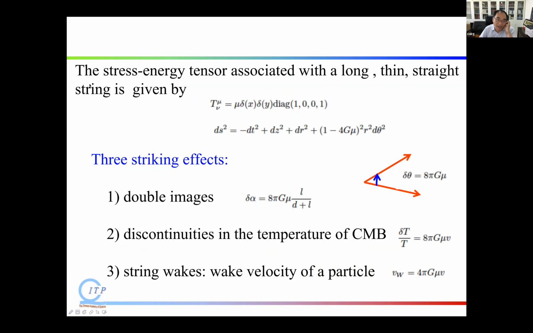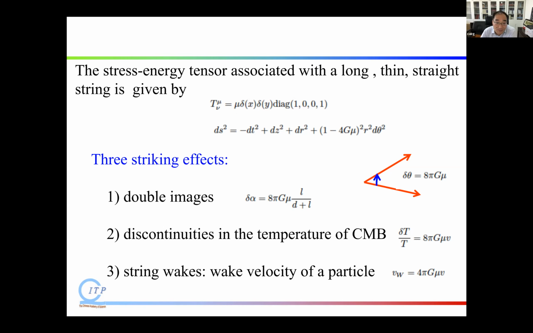For the string, the stress energy tensor associated with a long, thin, and straight string is given by this one. Suppose the string is located at the origin of the coordinates, x equal to 0, y equal to 0, along z. Then the energy momentum tensor looks this way. Mu is nothing but the tension of the string.